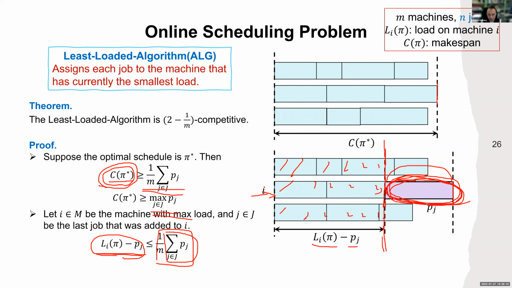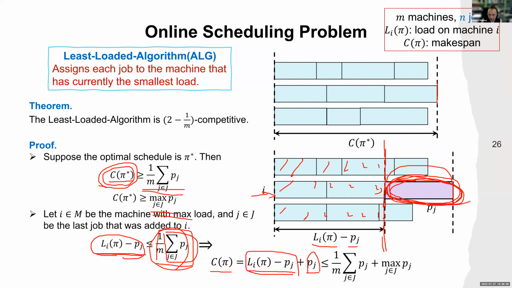All right. So this is one bound, right? And then we try to write this final makespan in two parts. One part is Li minus Pj. The other part is Pj. We know Li minus Pj is at most this one, right? And then Pj is at most the maximum of Pj. And then we know this is at most OPT, and this is also at most OPT. And that will give you 2 times the optimal makespan.